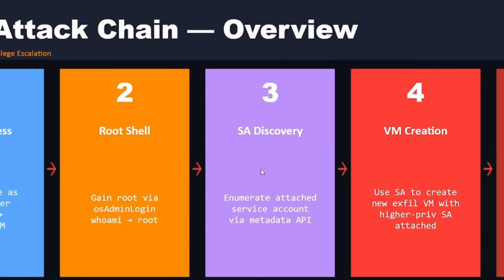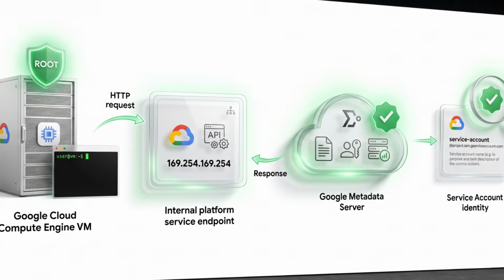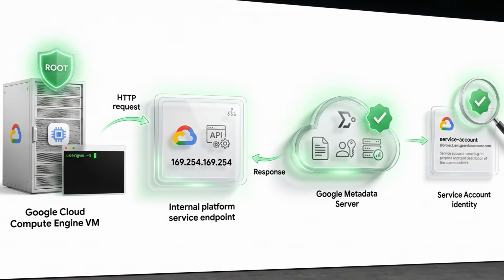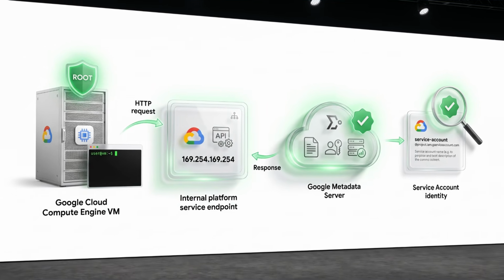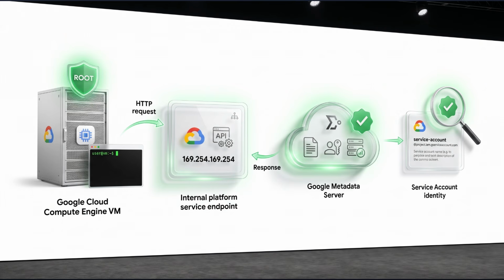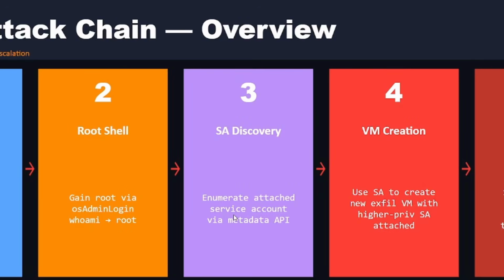Step 3 is the service account discovery. From root, you query the GCP metadata API. This is an internal HTTP endpoint at 169.254.169.254 that every Google Cloud VM can reach. It hands back the identity of the service account attached to that VM. In this case, let's say vm-sa-staging.